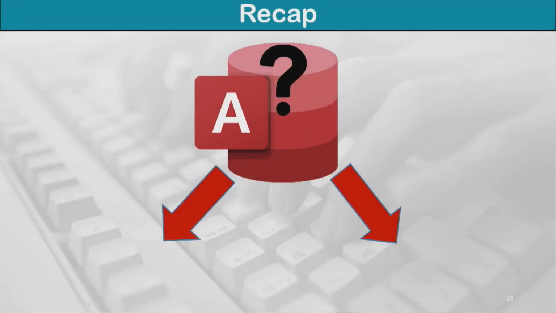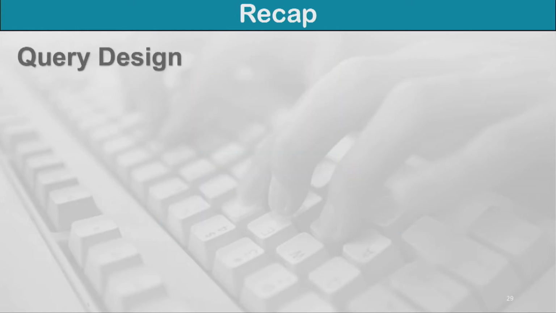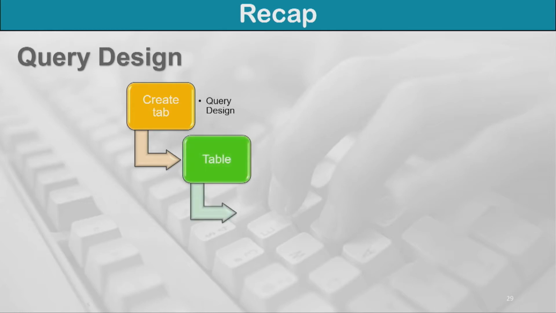Now it is time for a quick recap of what we have learned today. We saw that there are 2 ways to create a query in Microsoft Access, namely by using Query Design and Query Wizard. To create a query with the Query Design option, we would go to the Create tab and then click the Query Design command. Then, we select the table where we want to retrieve the data from. We click Add and we close the window.